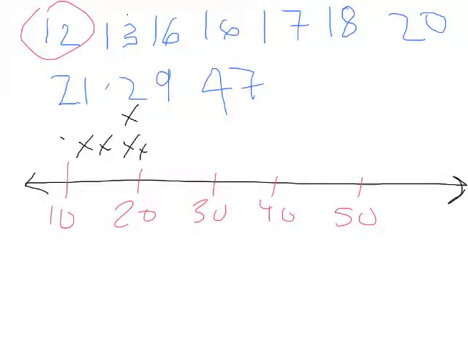Sorry if it looks like it's on the 20. And 18, and then 20, 21, 29, and our outlier 47. So a dot plot is where you graph it using the number line with x's. Okay, so that's the dot plot.